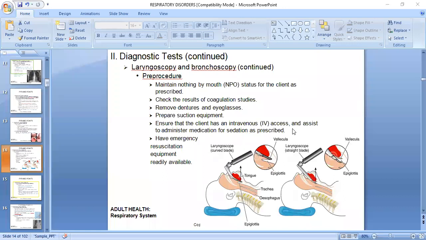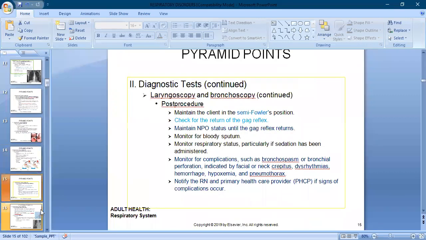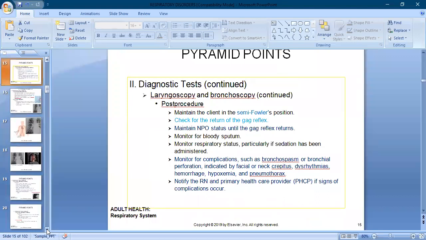If any complications start, we have to manage the patient and have emergency resuscitation equipment put there. So emergency equipment like CPR, suctioning, oxygen, everything is supposed to be there. If any kind of complications start, then you should be prepared for management. And now go here, this is very important for the NCLEX board.